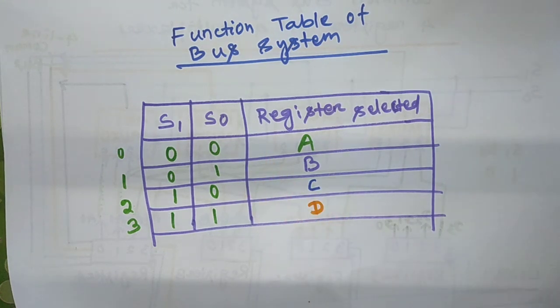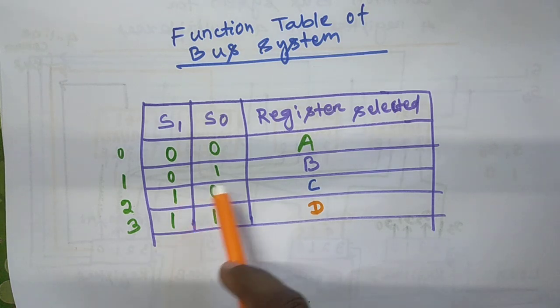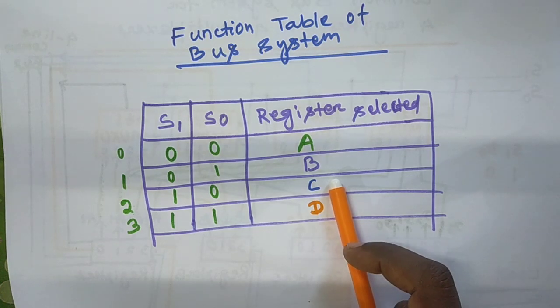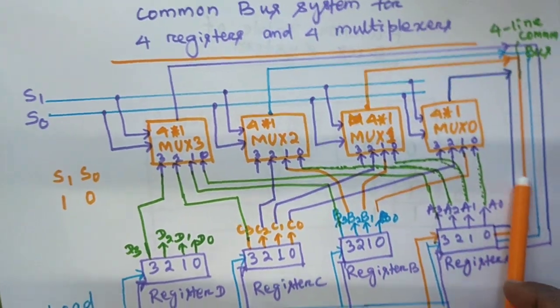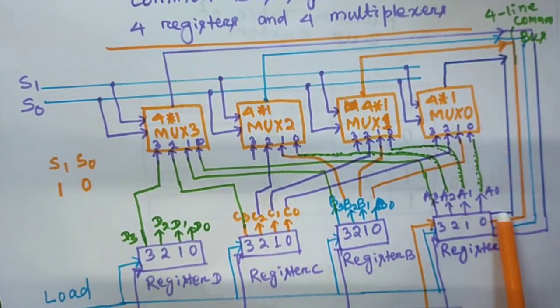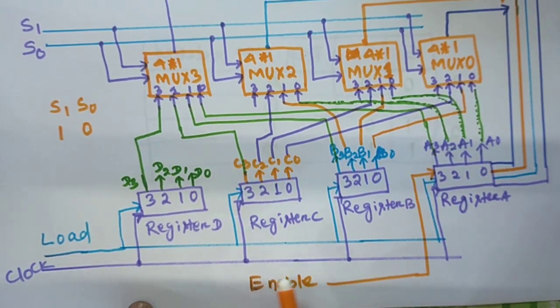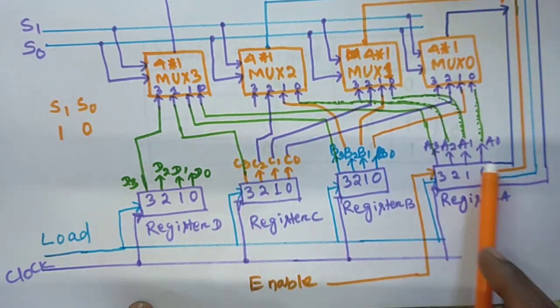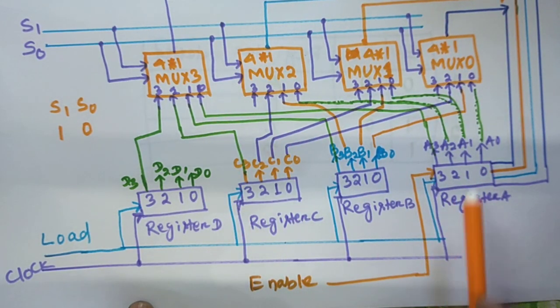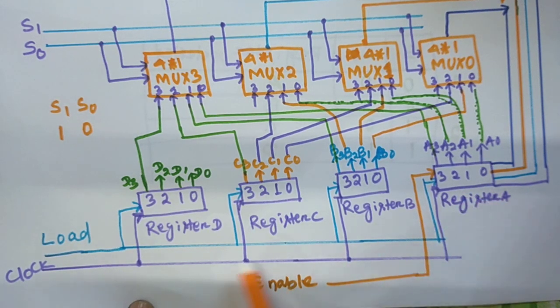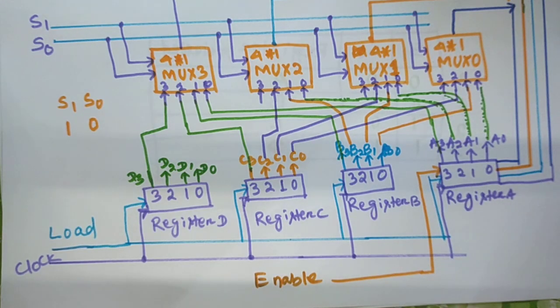As per our problem, whenever 1 0 by S0 and S1, the C register provides data to the multiplexer, then that data transfers to the 4-line common bus and it is received by this A register. How to receive? Very simple way, the enable: whenever the register transfers the data here, enable is there connected to the A register, and automatically it will consider the input data from this 4-line common bus. Okay, so this is the basic structure we design for that problem.